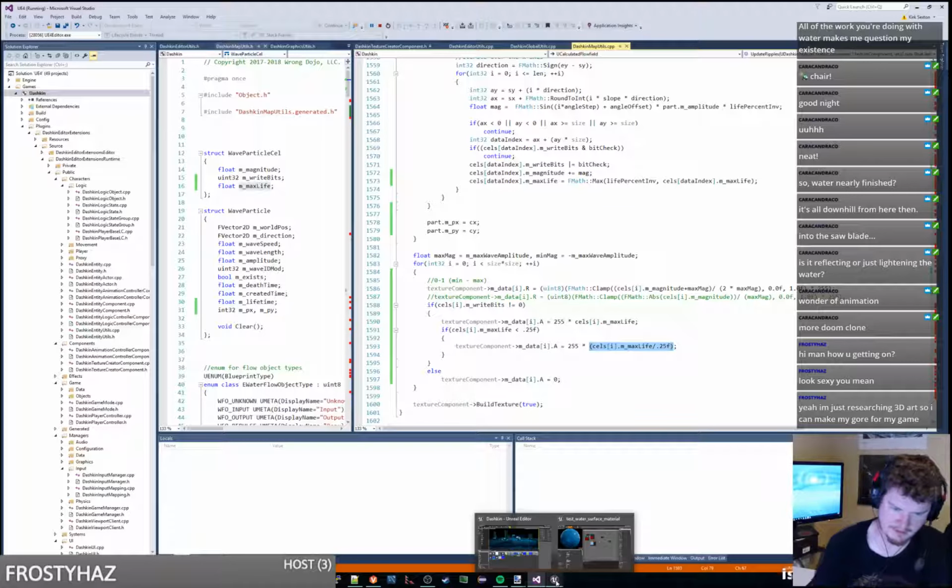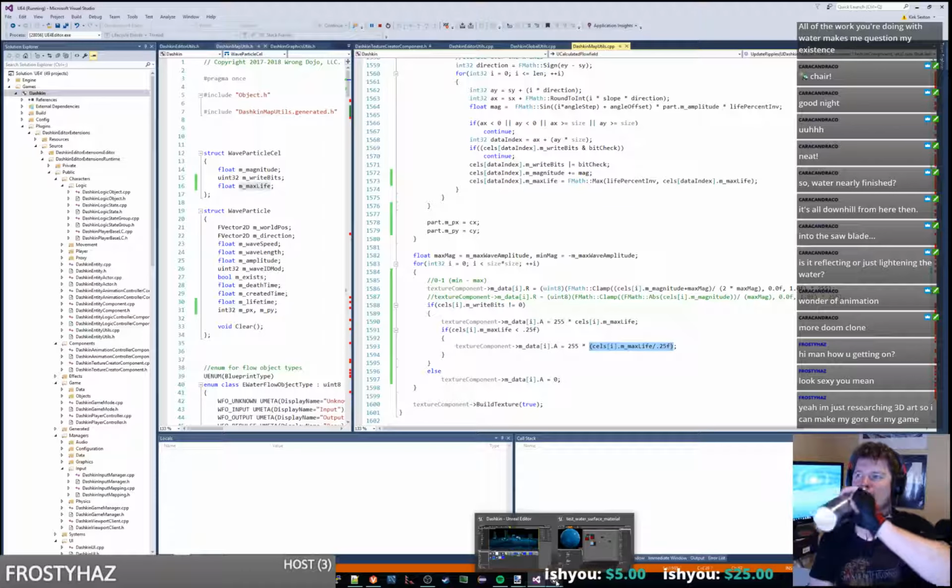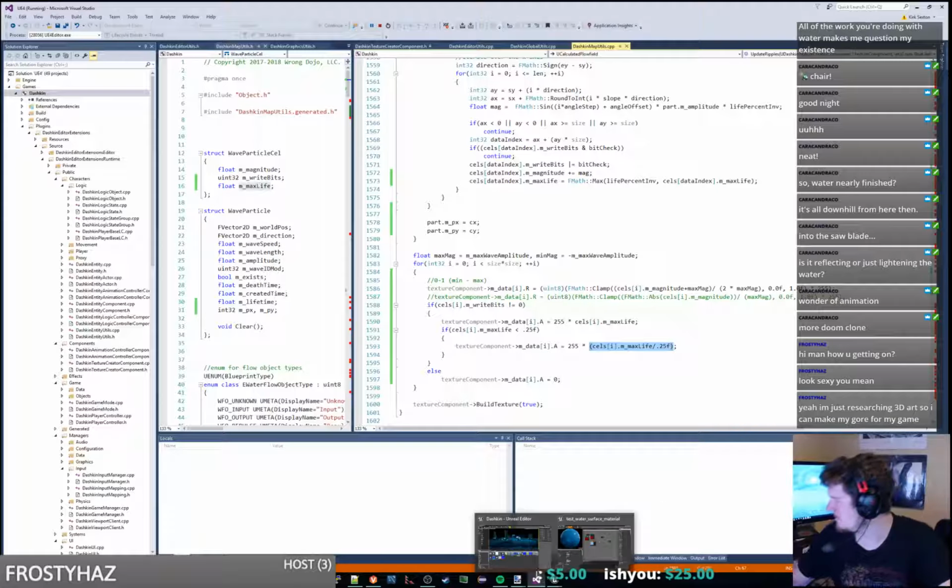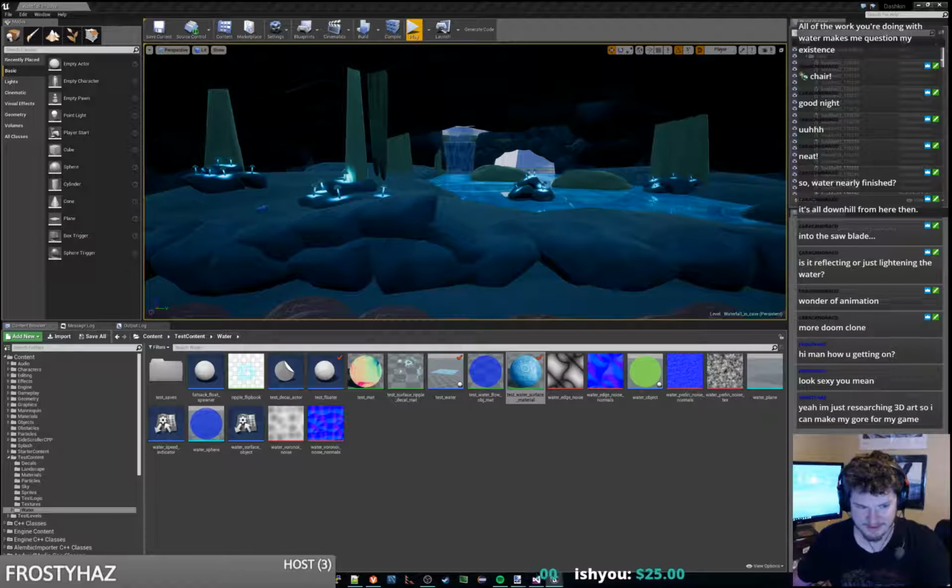You're researching 3D art so you can make gore for your game. Always the best stuff. So what kind of 3D art? I'm guessing you want to make piles of goo and nasty things all over the ground. So you've got to figure out how to make nice little chunks, nice jibs for everything.